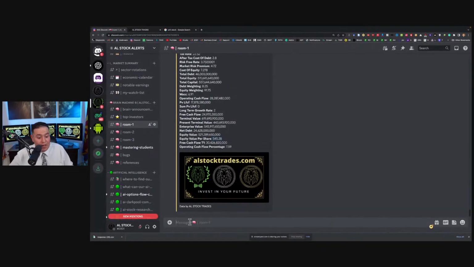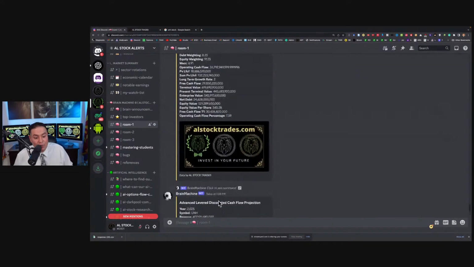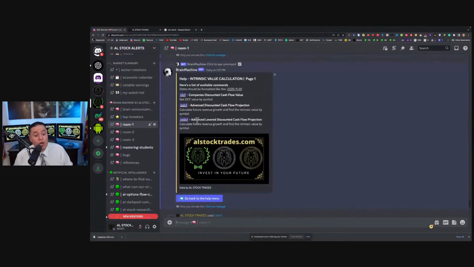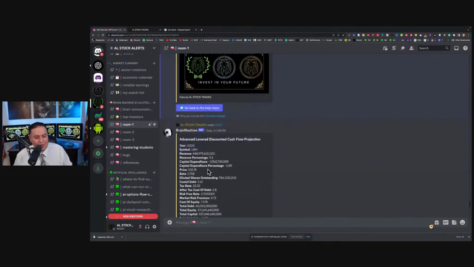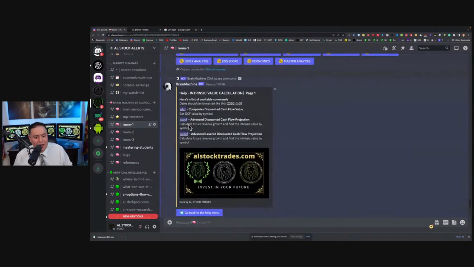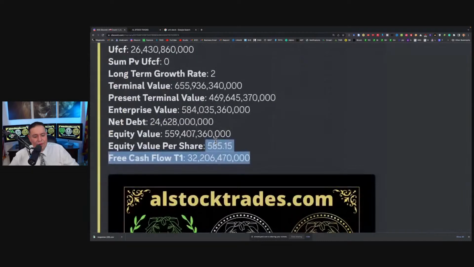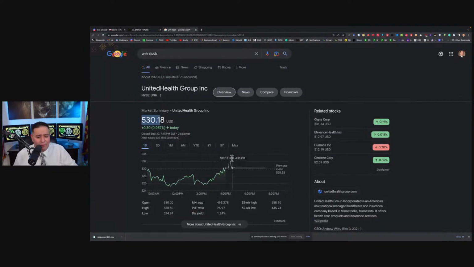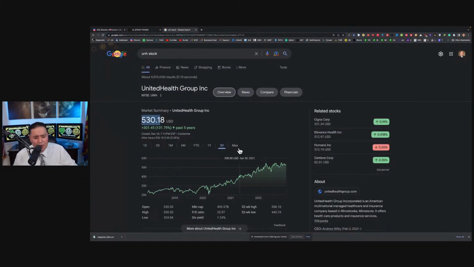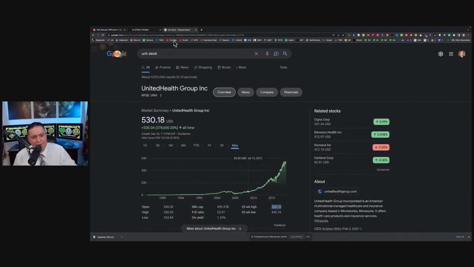In fact, if you do the other calculation, we have multiple types of DCFs, and again, this is all included in the subscription model and lifetime access as well for people that are interested. Let's see, I did the AL DCF. Let's just do the advanced DCF, UNH. And you can see 585. That's how much it's worth. And has it even ever reached that before? Yeah, just around 558, right?